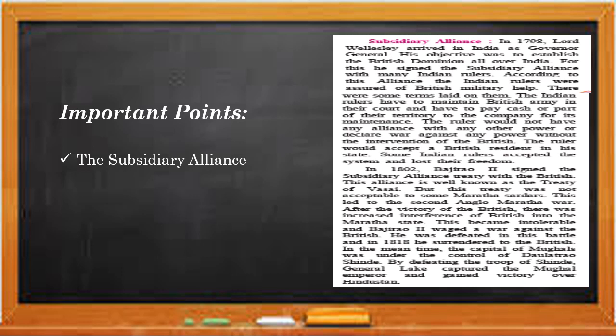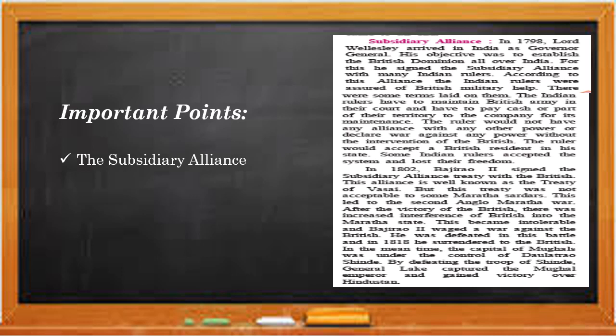Alliance means what? A help was given. It was just in the name of help given to the Marathas. So, if the Marathas wanted the help of the Britishers or the British army, they needed to follow all these four rules. Those Indian rulers who accepted this condition lost their freedom.